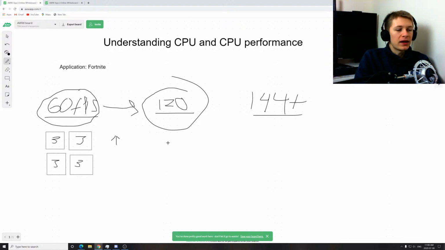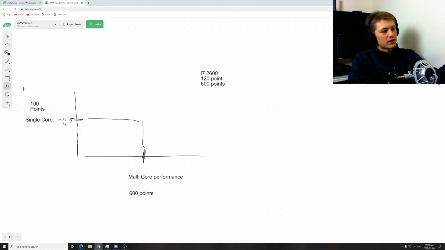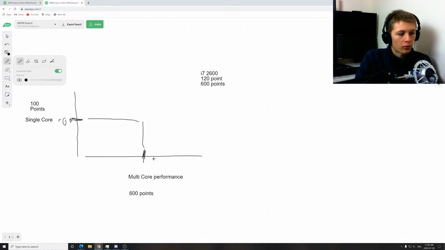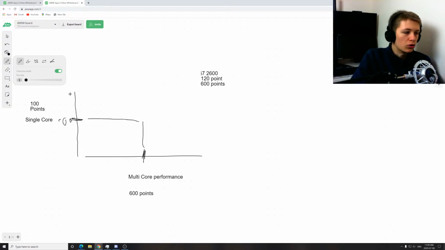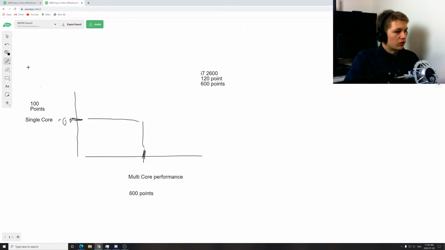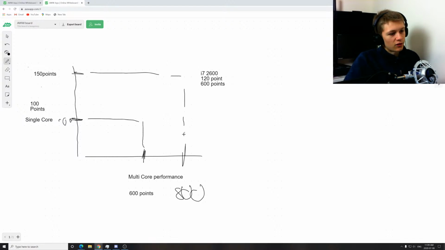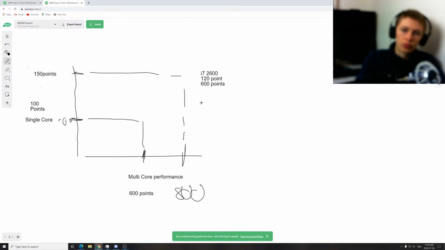For 120 FPS, if we follow the same principle, we just need better single core performance. As long as your CPU is not running at 100% under load, you will be able to get a higher frame rate. So for 120 FPS, consistently smooth, you might need, let's say, 150 points for single core performance, and multi-core performance might need to be like 800, for example. Now, if you want to play at 120 FPS, this is where your processor needs to fall in line. And there are a lot of different processor options.